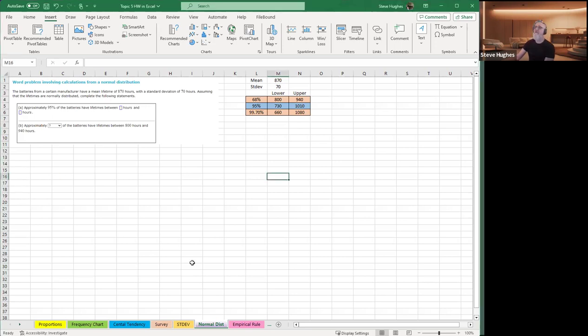So this is a question involving calculations from a normal distribution. It says the batteries from a certain manufacturer have a mean lifetime of 870 hours with a standard deviation of 70 hours, assuming the lifetimes are normally distributed. Complete the following statements.